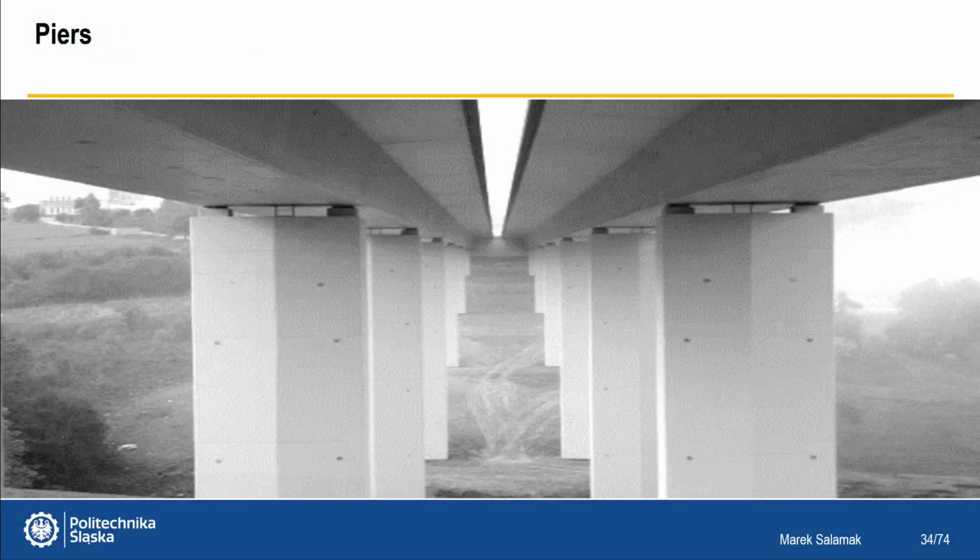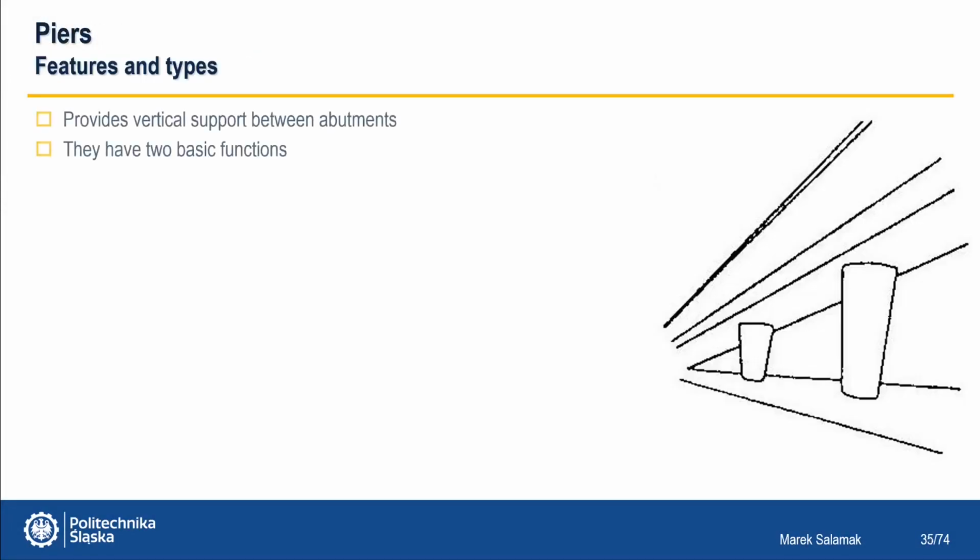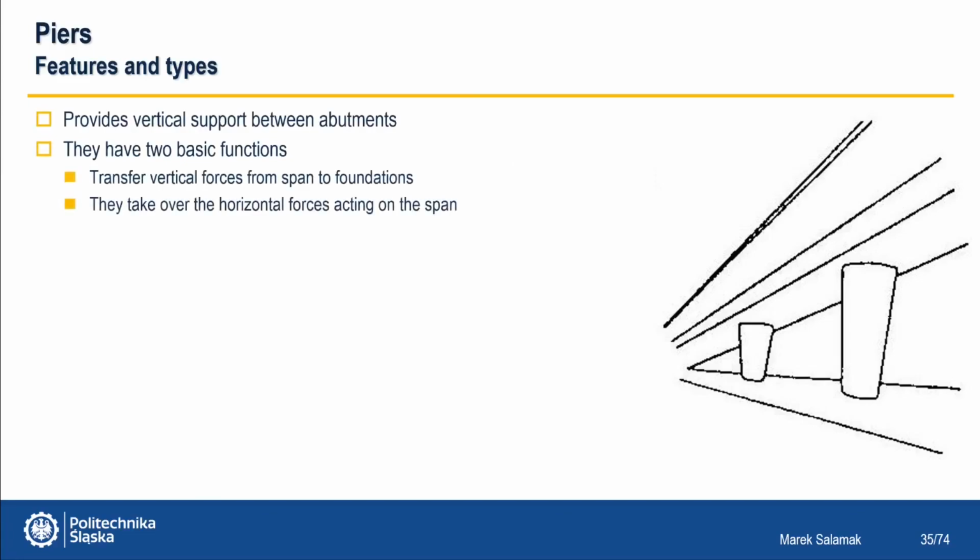The second group of bridge supports are piers. The pier provides vertical support between the abutments and has two primary functions: to transfer vertical forces, vertical reactions from the span to the foundations, and to absorb horizontal forces or horizontal reactions acting on the span. It can be caused by wind, temperature fluctuations, or vehicle braking or accelerating.